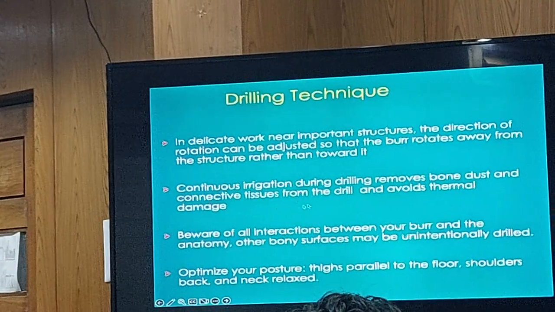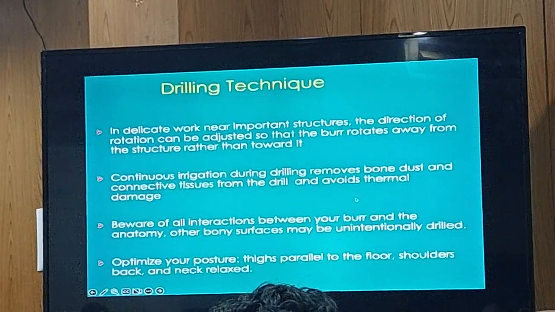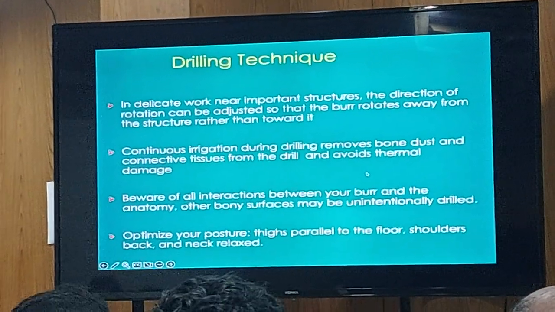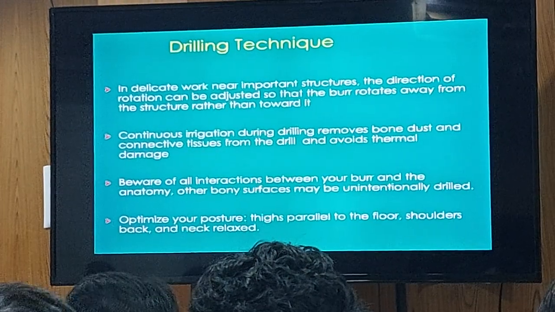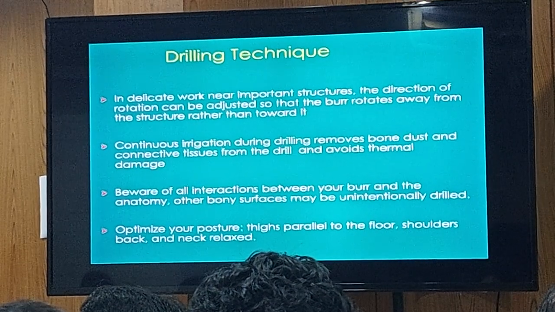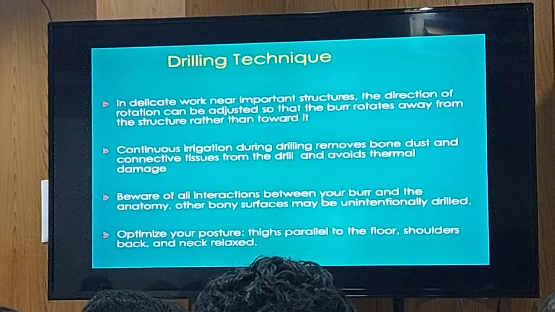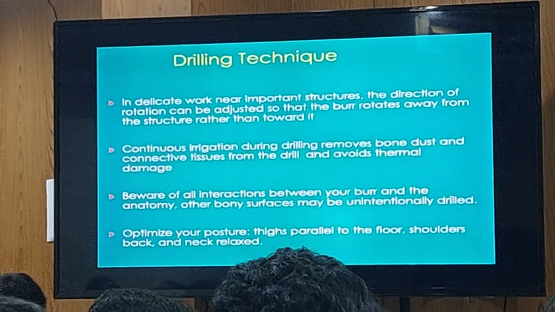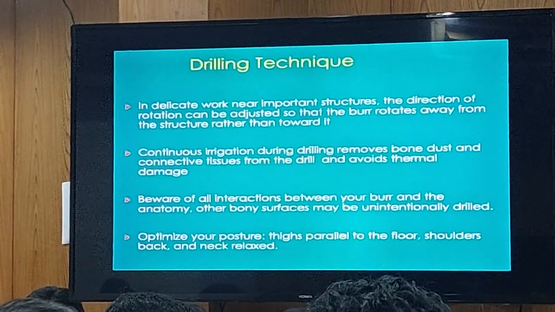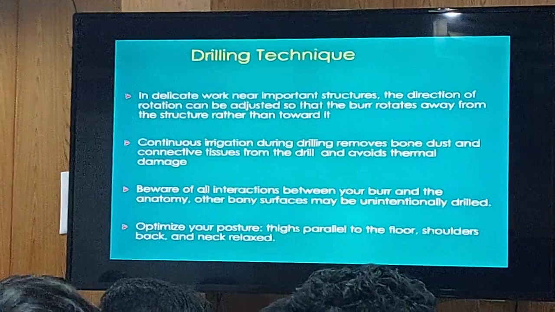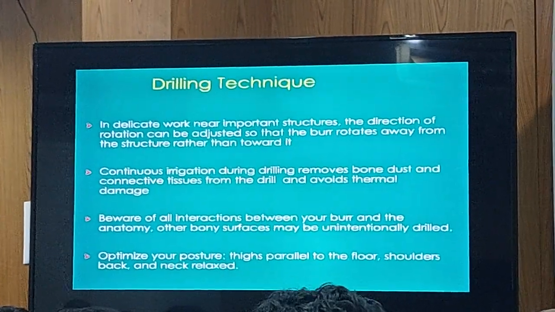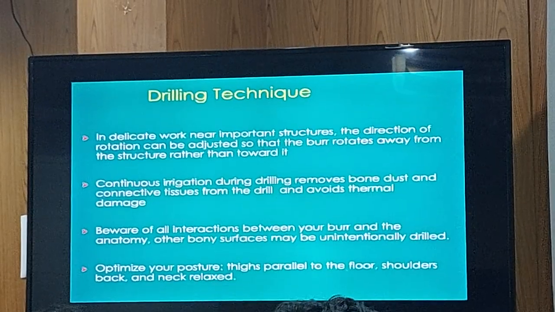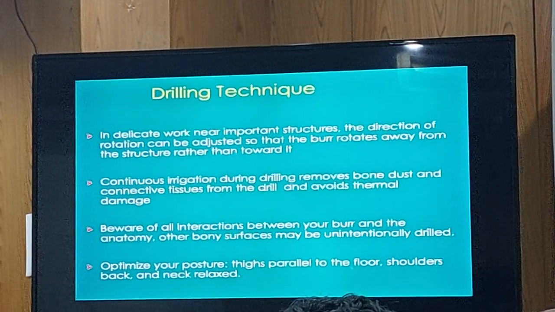Continuous irrigation removes the bone dust and connective tissue from the drill area and avoids thermal damage. We all know the role of irrigation. It makes the field clear as well as reduces the heat and the damage to the underlying structures. And beware of all interactions between your bar and the anatomy. Other bony surfaces may be drilled unintentionally. So the target of the bar should be selected so that it does not touch the surrounding structures.